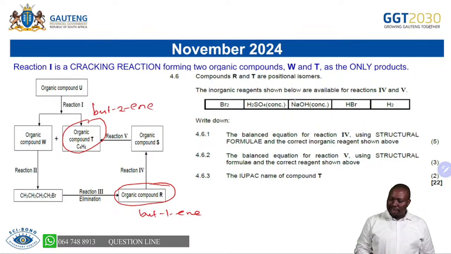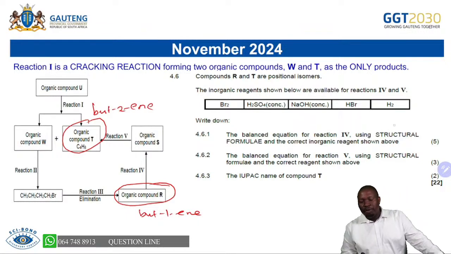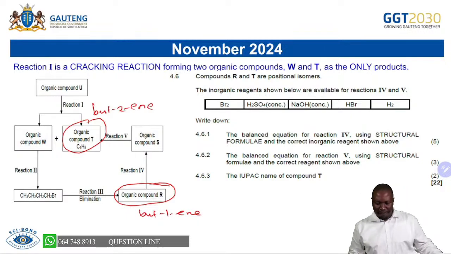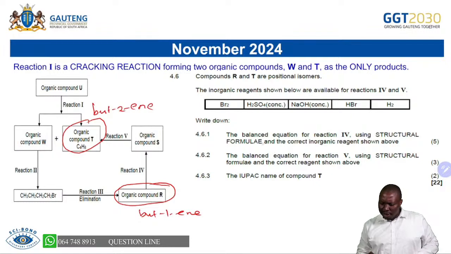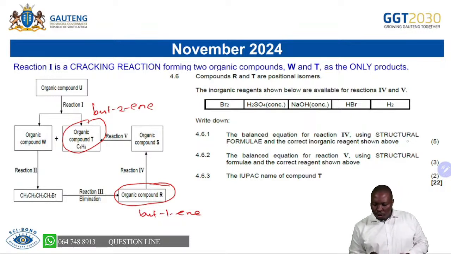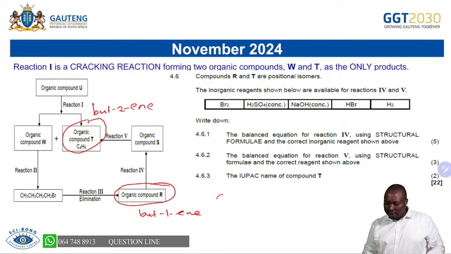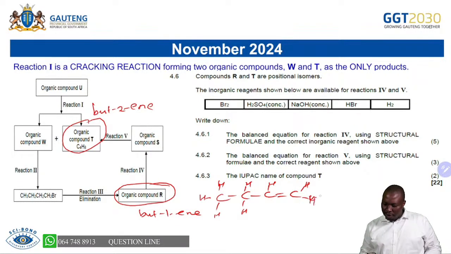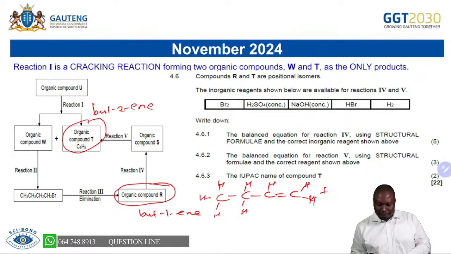Now, the inorganic reactants shown below are available for reactions 4 and 5. So we're doing the last 2 reactions. Now, the balanced equation for reaction 4 using structural formula and the correct inorganic reagent shown. So you have but-1-ene there. So you are saying, okay, 1, 2, 3, 4. That is our but-1-ene. And then for reaction 4, what can you use? What can you add there?